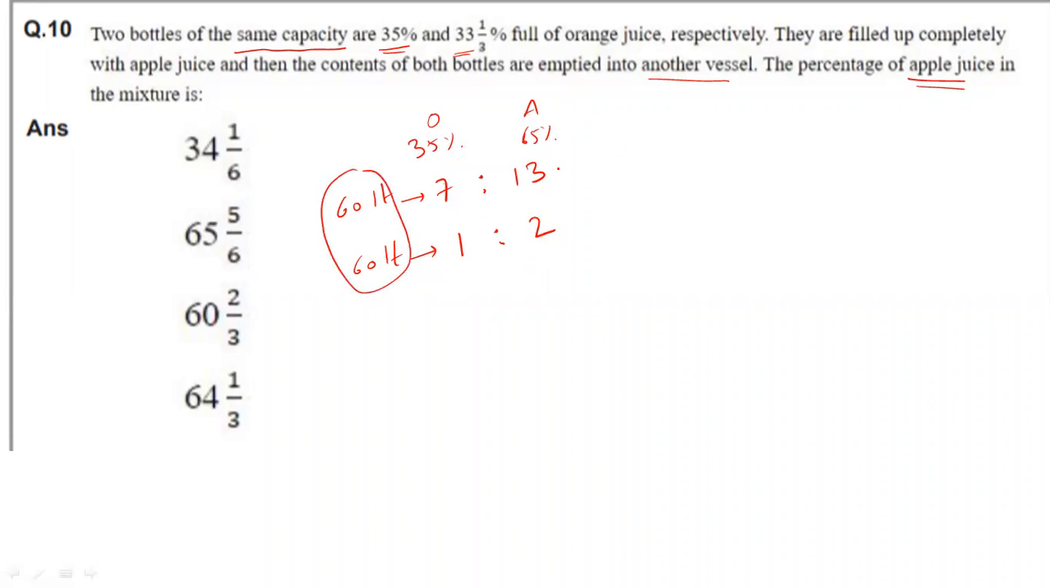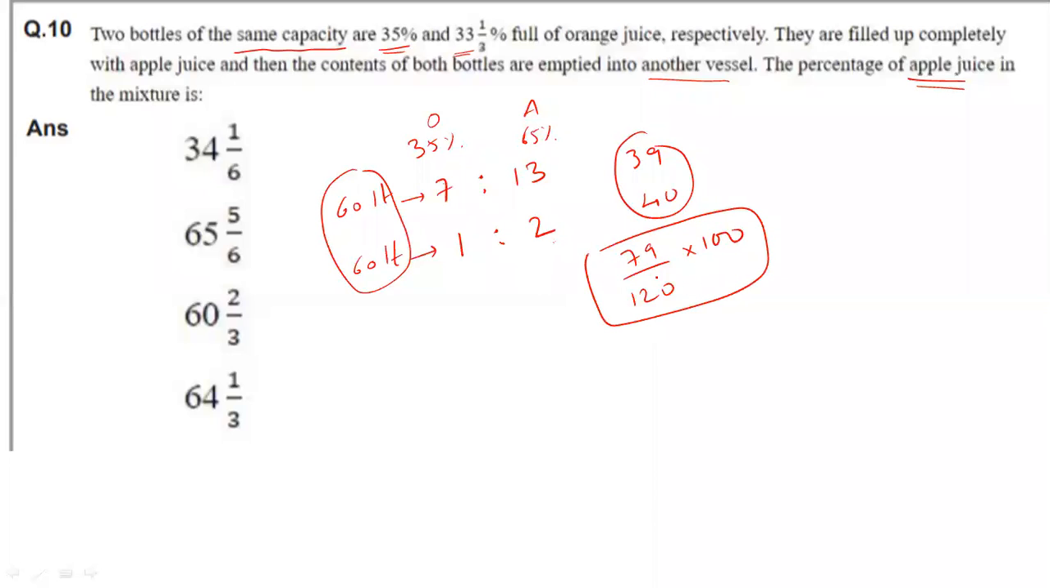Now he's asking about apple juice. Apple juice 60 liters, 7:13, so 39 liters apple juice is there. And here 40 liters apple juice is there, 60 I split into 1:2. So total 79 liters out of 120 is your apple juice. Into 100 is your percentage. So it is nothing but 79 by 12. 12 6s 72, still 7 is there. 12 5s, so 65 point something should come. So that's your answer. Now move on to the next question.